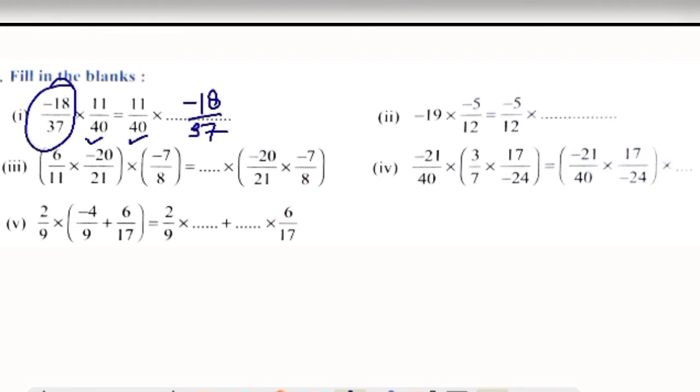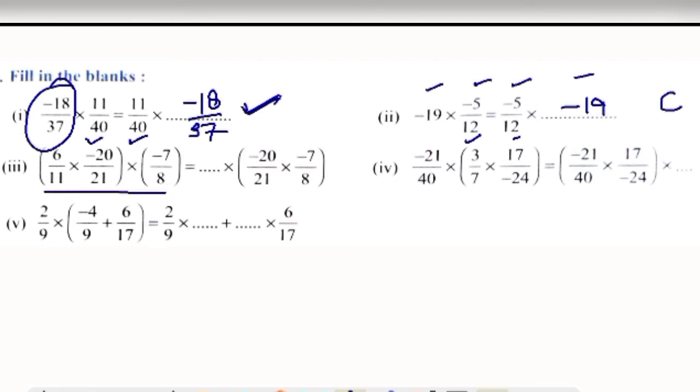And you know A multiply B is equals to B multiply A. This is commutative property of multiplication. Similarly, minus 5 upon 12 is common on both the sides. So what is remaining here? Minus 19. And this is also A multiply B is equals to B multiply A. So this is again commutative property.